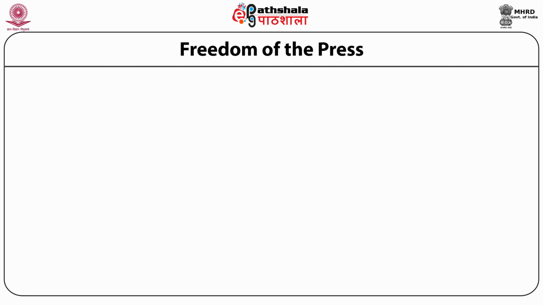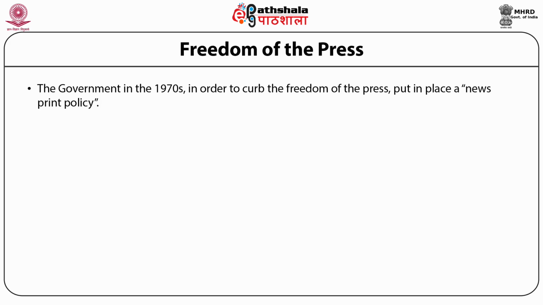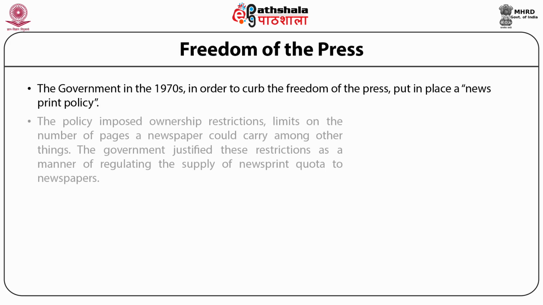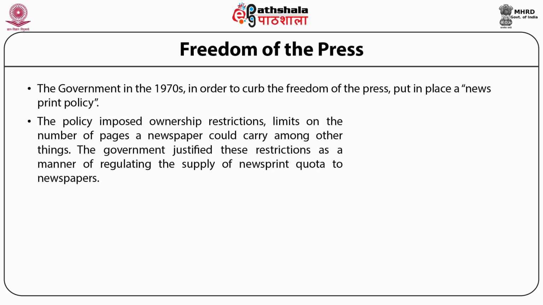Now let's deal with the bogey of the freedom of the press. As some of you might know, freedom of the press is not explicitly granted in Article 19, but is it implicit? The makers of India's constitution certainly thought so. However, the government in the 1970s, headed by Srimati Indira Gandhi, in order to curb the freedom of the press, put in place a newsprint policy. The policy imposed ownership restrictions, limits on the number of pages a newspaper could carry, among other things.